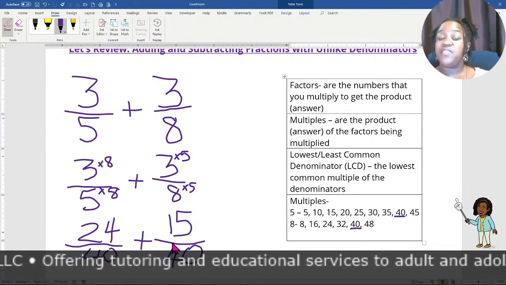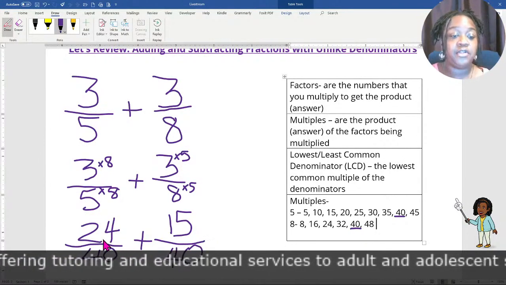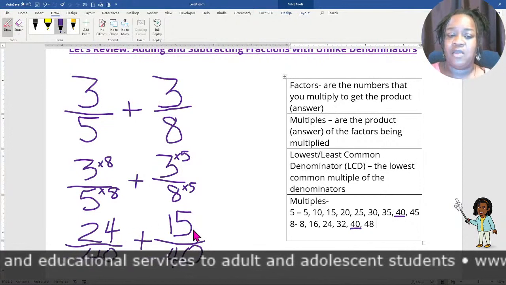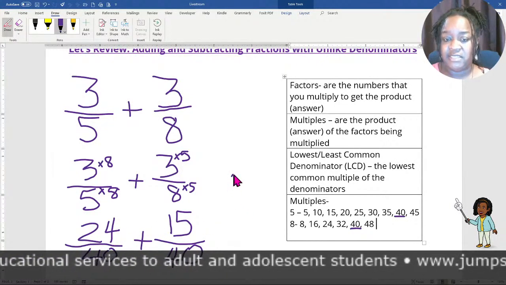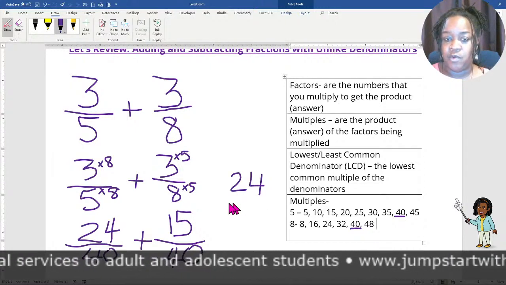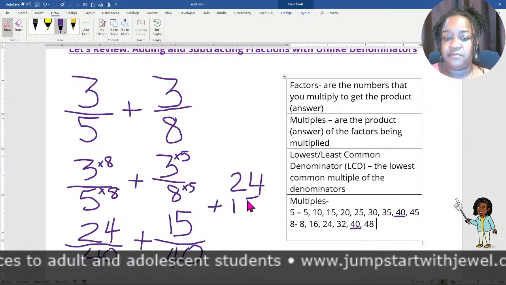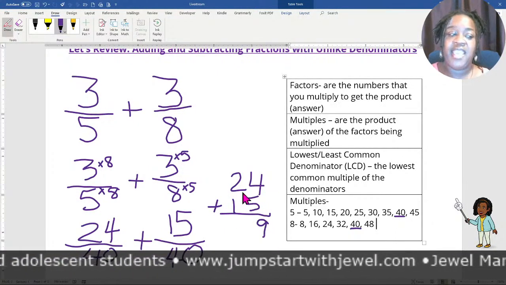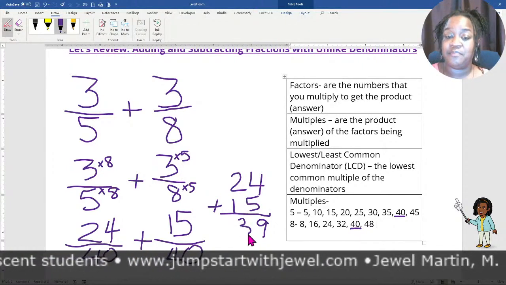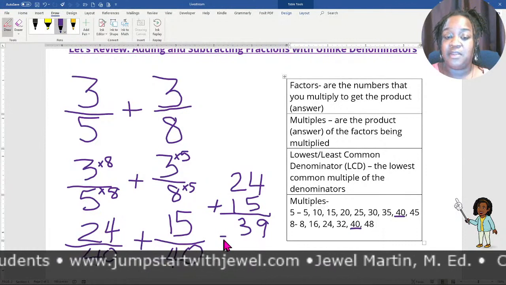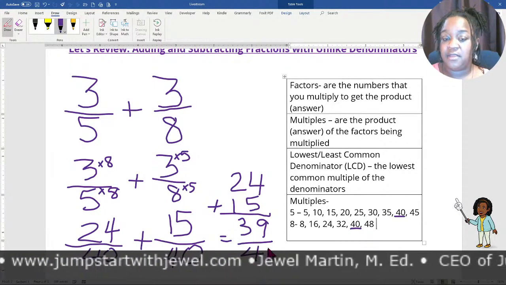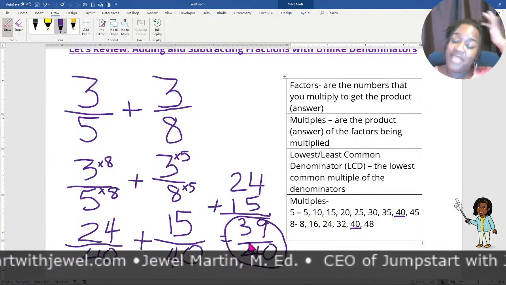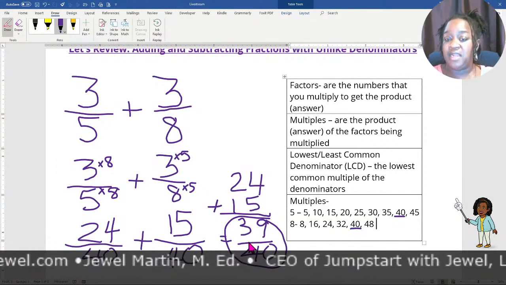Okay. So with this one, now we get to add them together. 24 plus 15. And if adding horizontally doesn't work for you, you can easily just add it vertically if you need to. 24 plus 15. 4 plus 5 is 9. And then 2 plus 1 is 3. So our answer is going to be 39 over 40. That's the answer for this one. So that's how you would add fractions with unlike denominators.